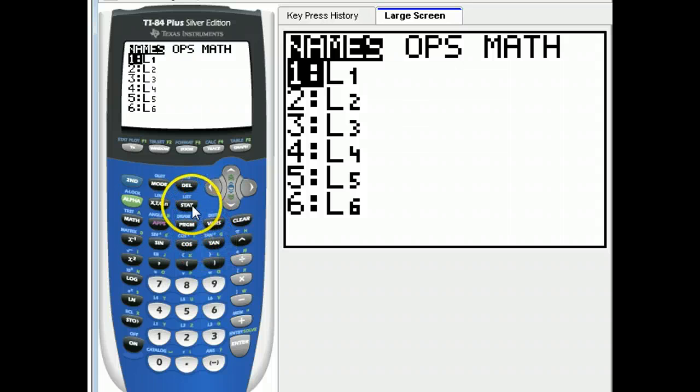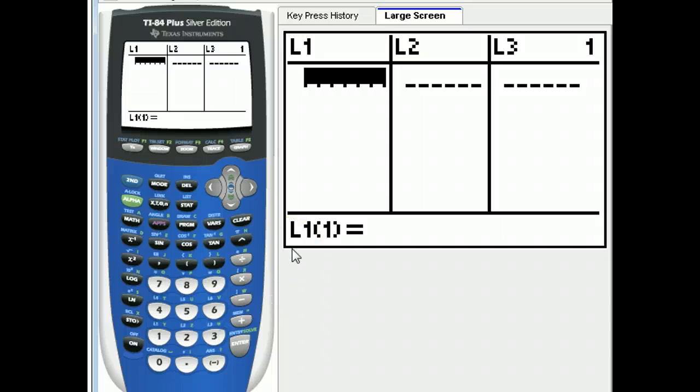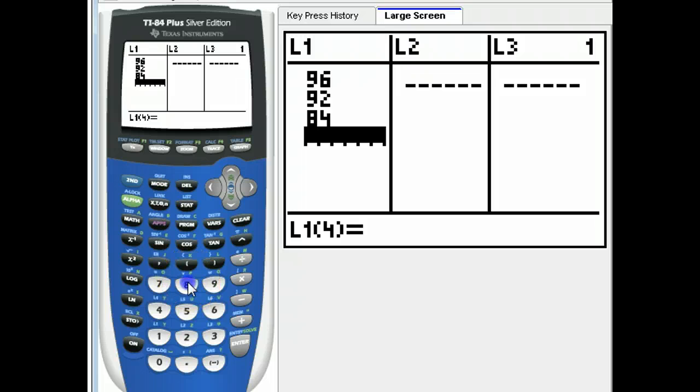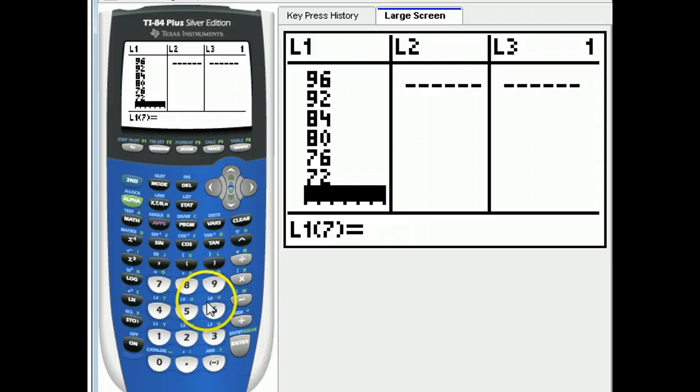Instead, I think what we want to do is push stat and edit. Now I could put into these two lists. I could literally just type this all in. Type 96, we're inputting those scores into list 1. 92, 84, 80, 76, 72, 68. Those are the regular numbers.